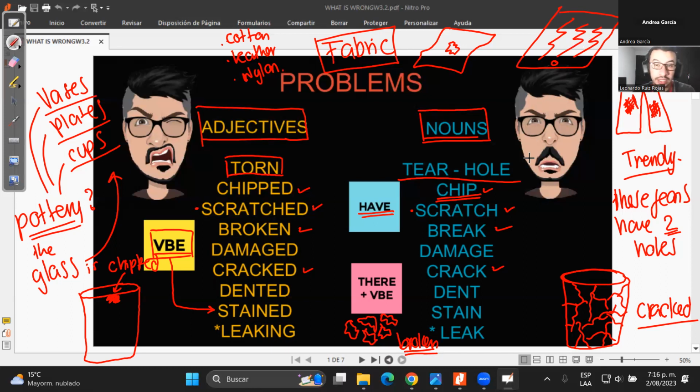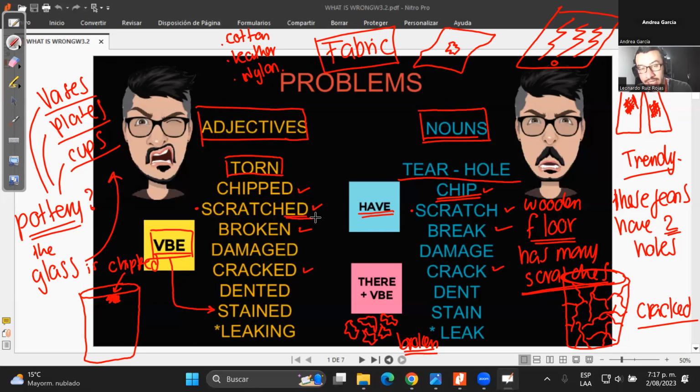Also, for example, my floor. You know what is the meaning of floor? Piso. Very good. So my wooden floor, wooden, it means de madera, ¿cierto? The wooden floor has many scratches. Tiene muchas como rayas. Rayado es scratched, la característica, y scratches son como rayones.